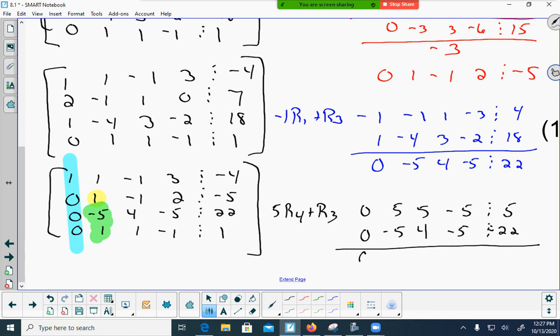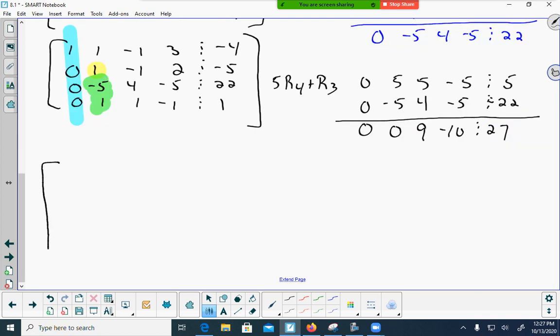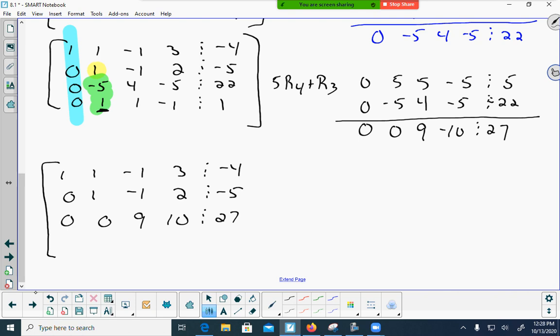Oh, that's really messy. Now I did that to get rid of that negative 5, so I'm going to put that in row 3. Can't divide by anything, so I'm not going to try. Does that make sense? I don't have a common factor. Now I need to make this 1 a 0. How am I going to make this 1 a 0?